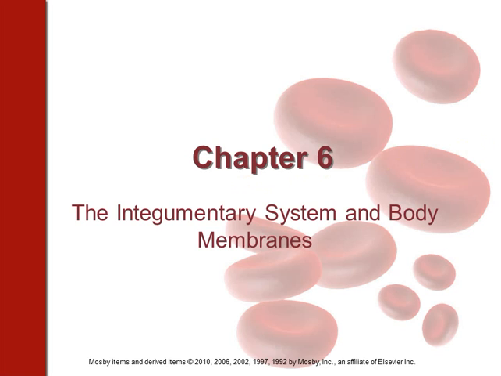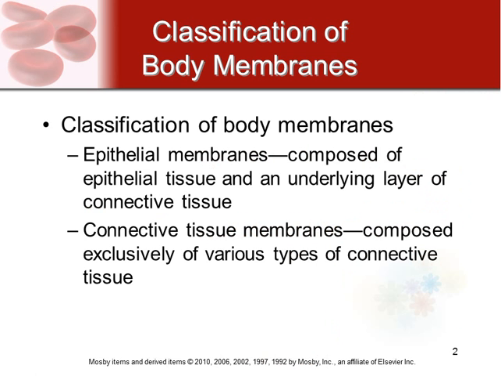Okay, so now we're going to cover Chapter 6, the Integumentary System and Body Membranes. So, the integumentary system and body membranes. Some different classifications of different body membranes. First, there's the epithelial membrane. So this is composed of epithelial tissue and the underlying layers of connective tissue.